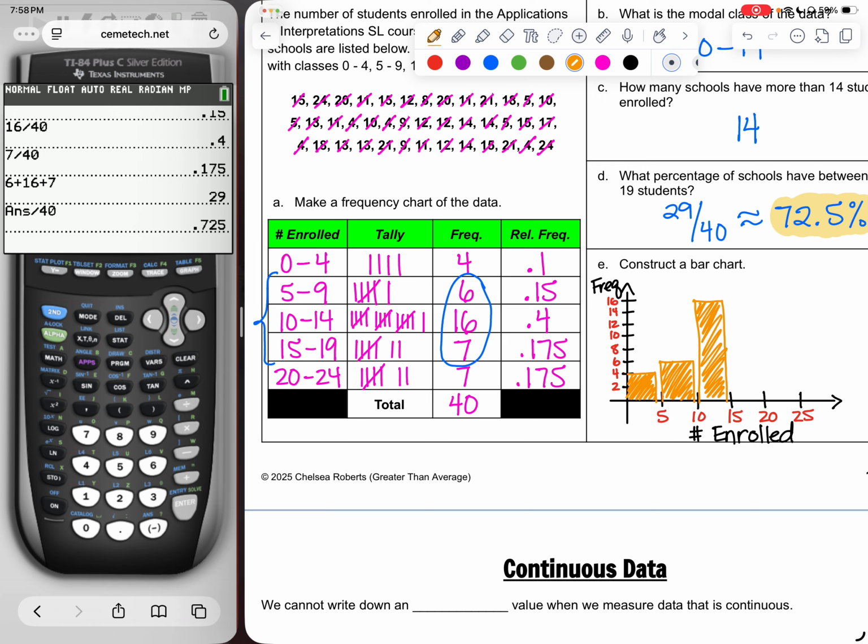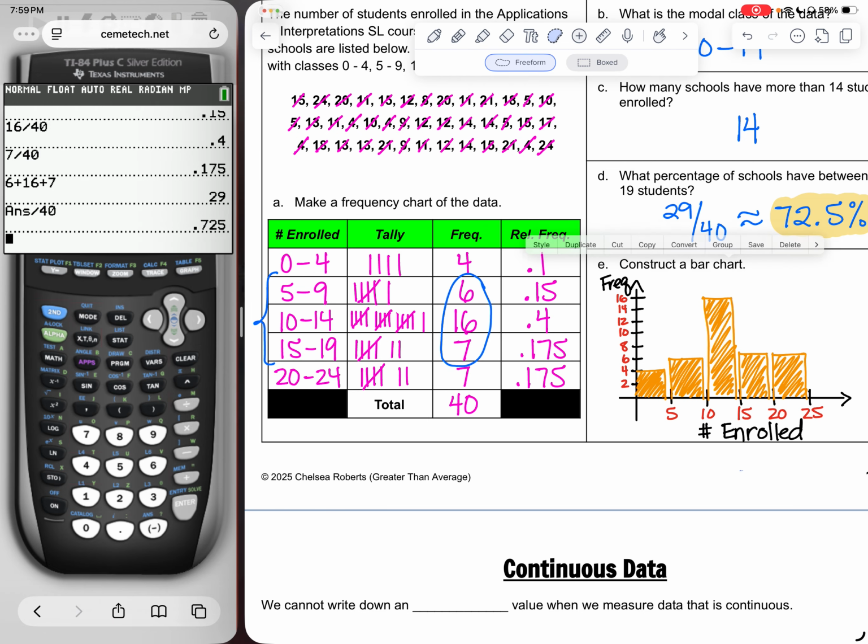And then we have 7 schools between 15 to 19. And then I'm going to have the same amount from 20 to 24. Remember, there is a gap in between because none of the classes overlap. So that will be my bar chart here. Okay, so that'll be the bar chart.